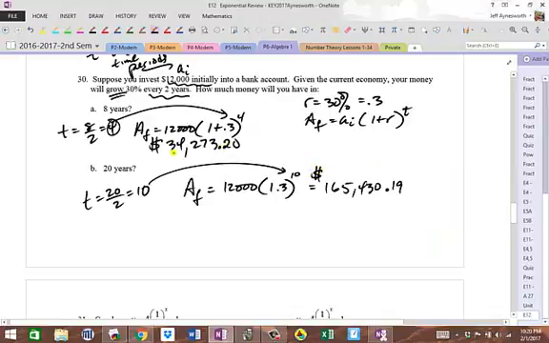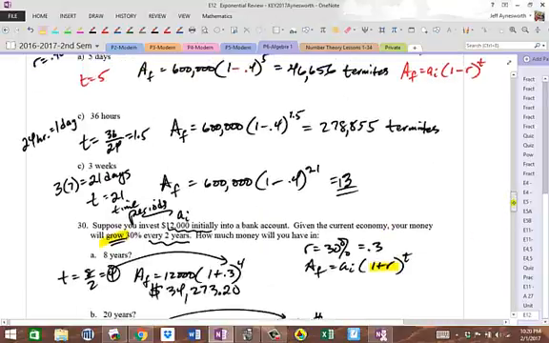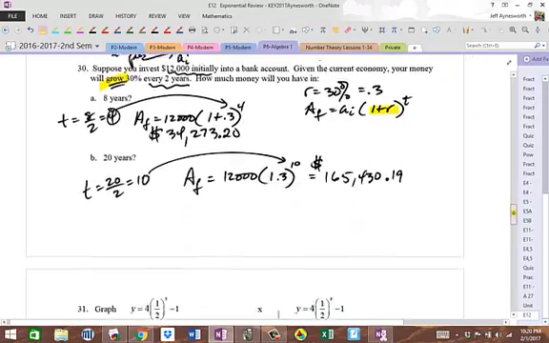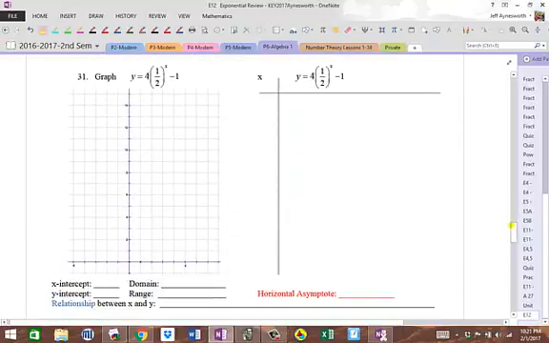So in 20 years, we're going to start off with 12 grand, and we're going to end up with over $165,000. Hey, that's not bad, okay? Because it's a growth situation. It grows. That's why it's 1 plus r. In the previous problem, the one I messed up on, which I apologize, it's a decay situation, so it's 1 minus r. Okay? Thank God we're getting somewhere here.